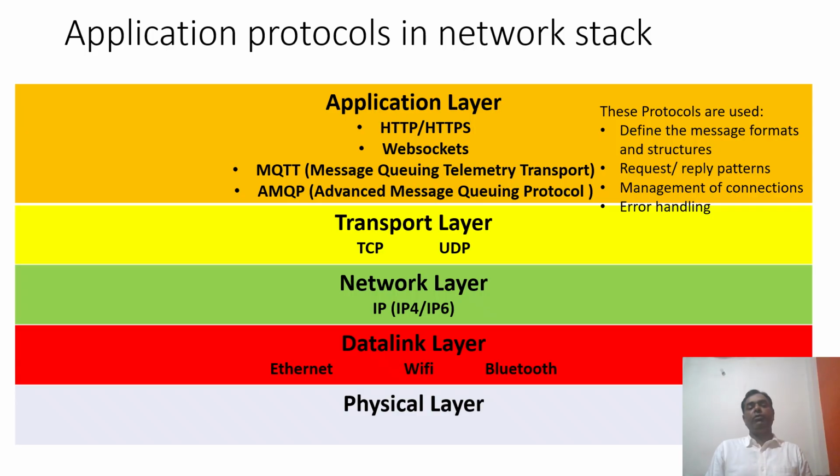Now, if you talk about the network layer, there is the IP protocol. There are two versions, IPv4 and IPv6. If we talk about the data link layer, there is Ethernet, Wi-Fi or Bluetooth. Clear. Now, in this video, we'll talk about the application layer protocol and we'll cover only HTTP or HTTPS.